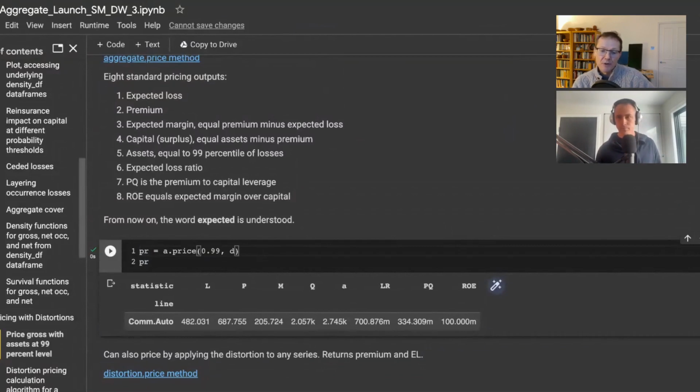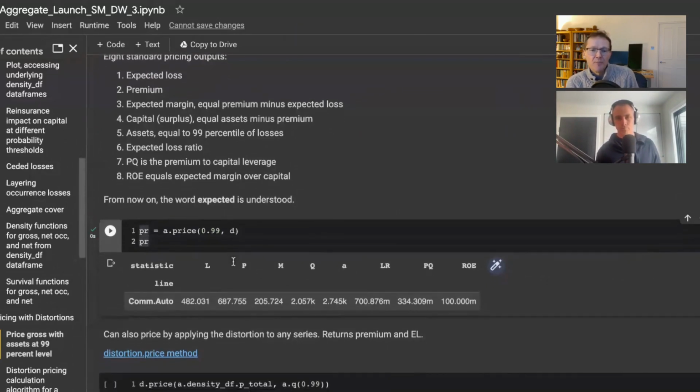The 0.99 refers to the capital level, and what we're saying is we want to support this risk with 99th percentile assets, really. There's a bit of a blurred distinction between assets and capital, but we're sort of having assets that are going to be adequate 99% of the time, and then we pass D in, and this will return for us this little data frame that's got 8 statistics, which I encourage everybody to look at in all pricing situations.